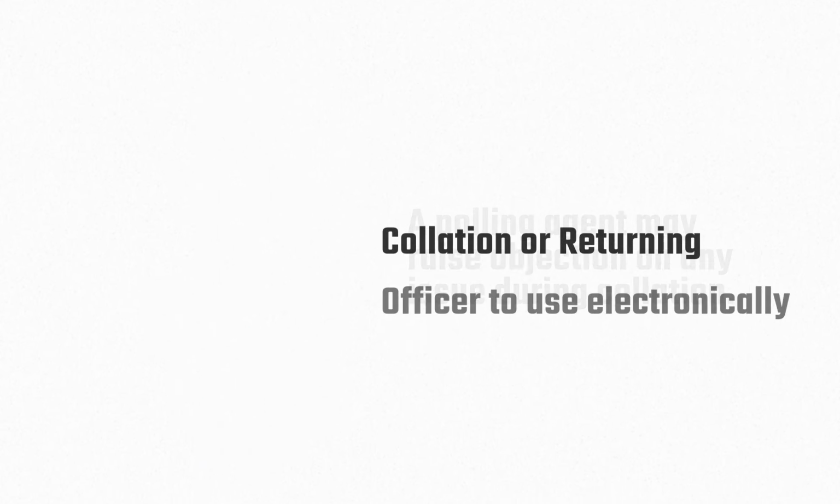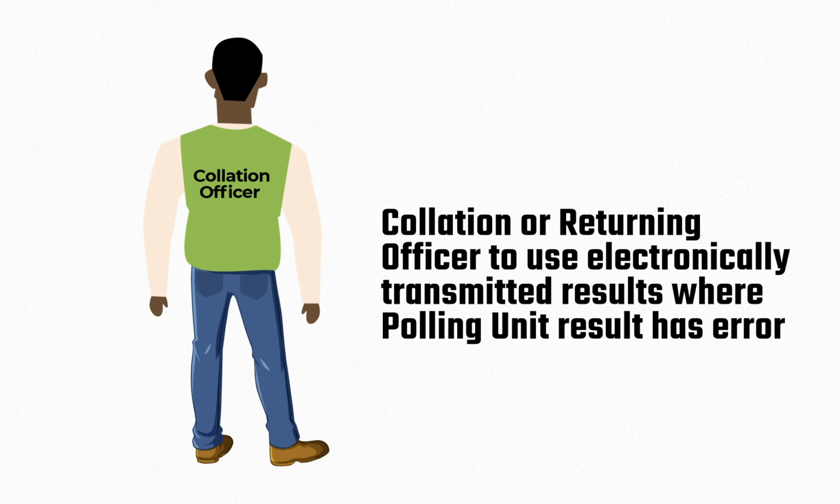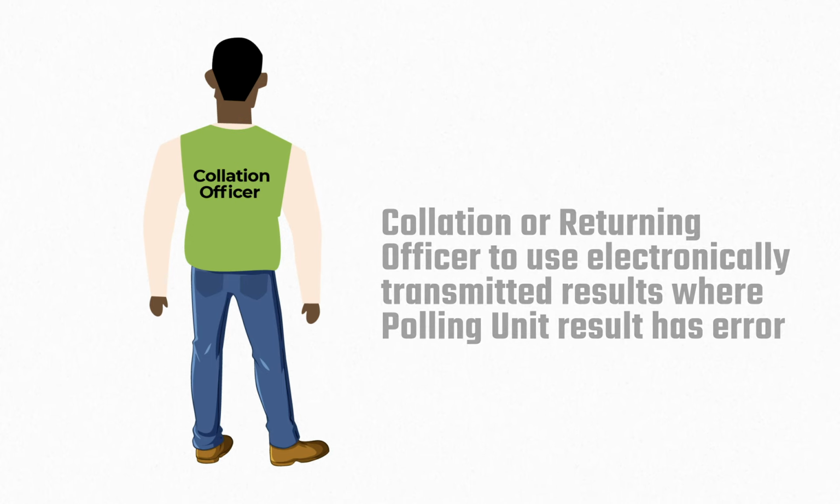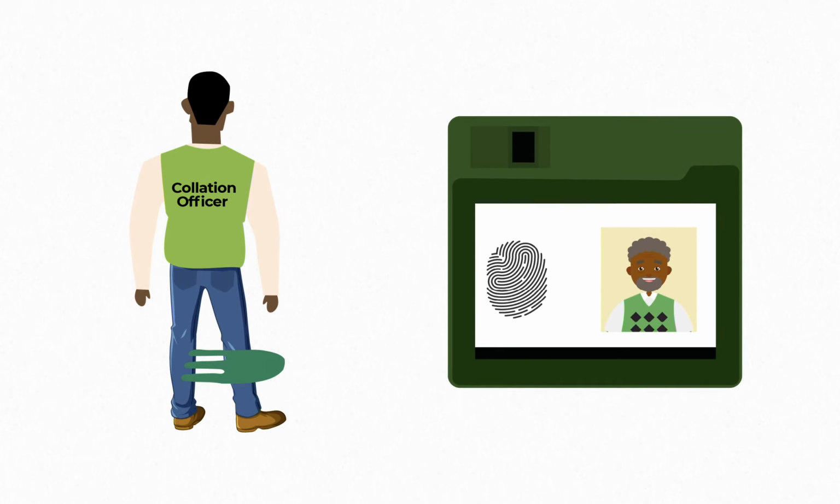A collation or returning officer who considers that a result from the polling unit is not correct is to use the result electronically transmitted or transferred directly from the polling unit to collate and announce the result.